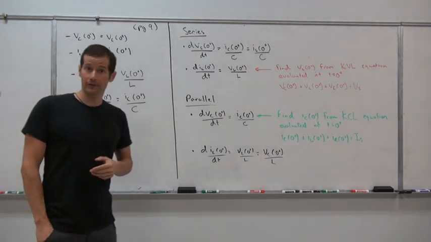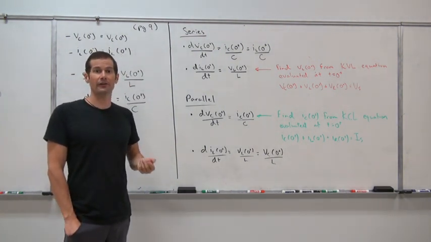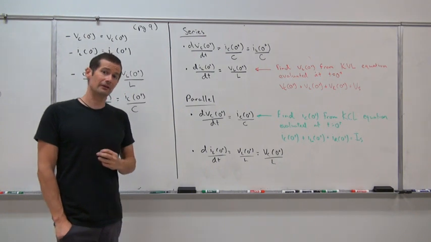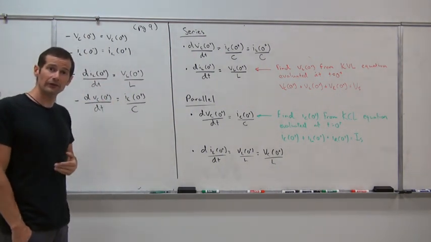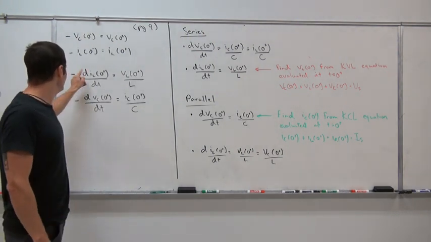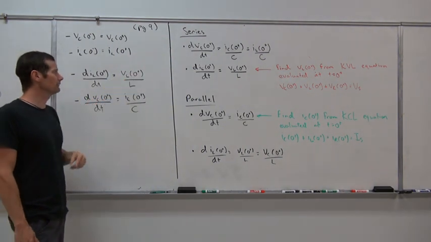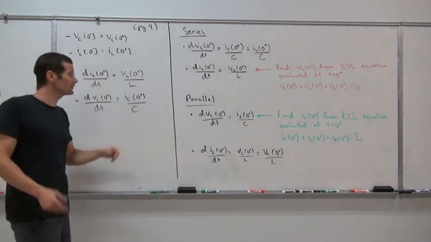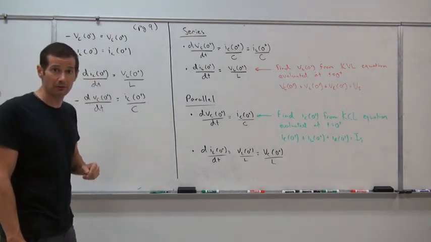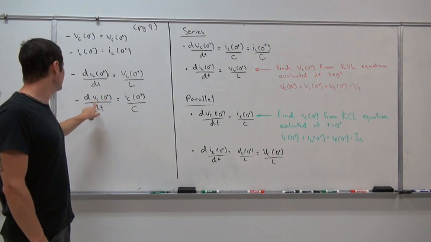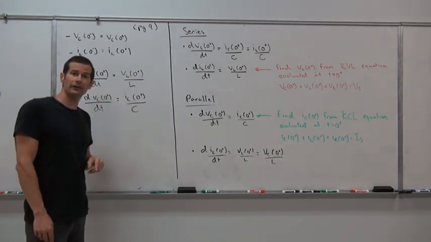Well, it's easy to find those, because essentially what we do is take the current-voltage characteristic of the capacitor and the current-voltage characteristic of the inductor, and we just evaluate those at t equals 0 plus. So what that means is dIL of 0 plus over dt is equal to VL of 0 plus divided by L. It's nothing more than that current-voltage characteristic evaluated at t equals 0 plus. Here, dVc of 0 plus over dt is equal to IC of 0 plus divided by C.